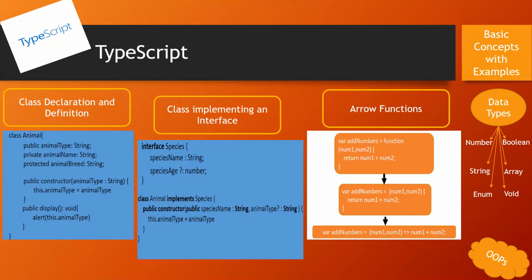It has around 5 to 6 data types, which are number for storing integer values, boolean to store true and false, array, and string to store text. It has enum, and it even has void, as we have in .NET.